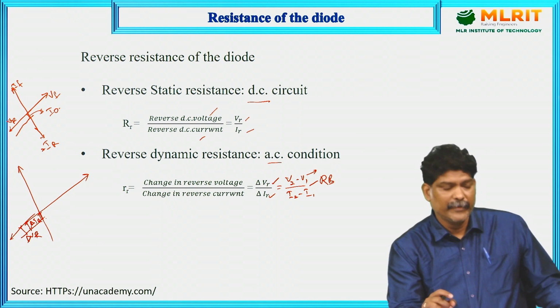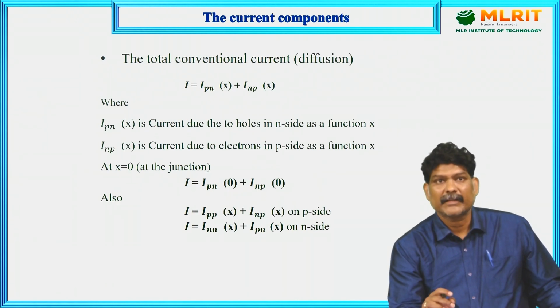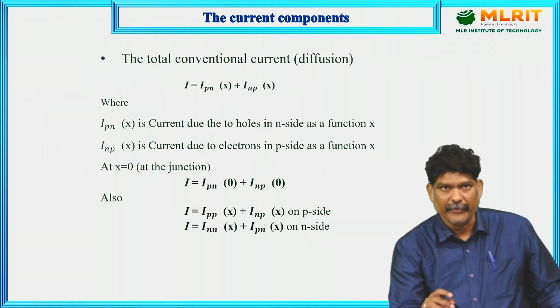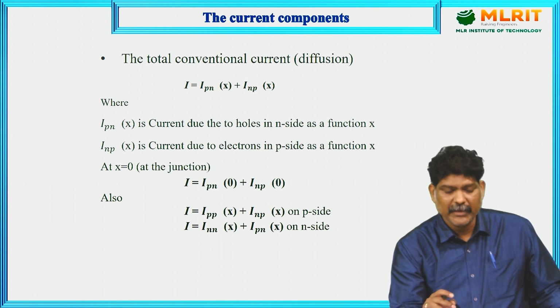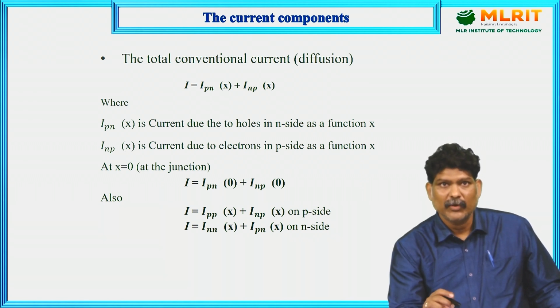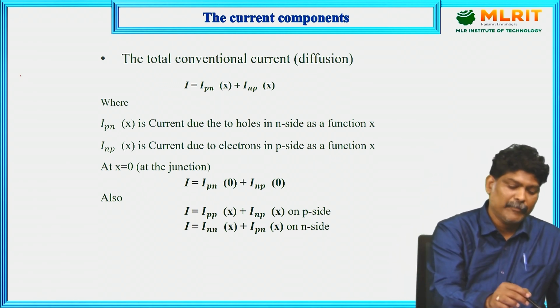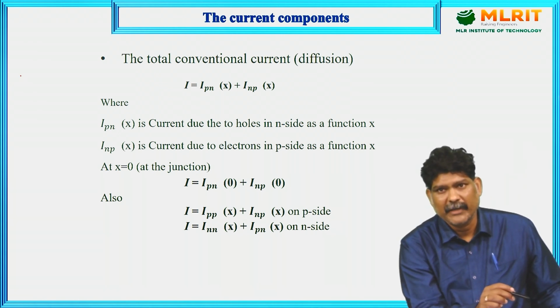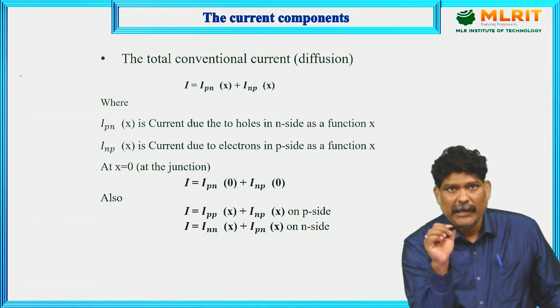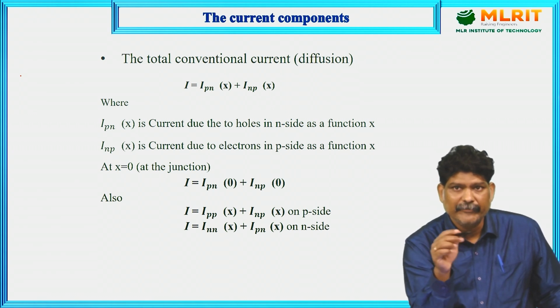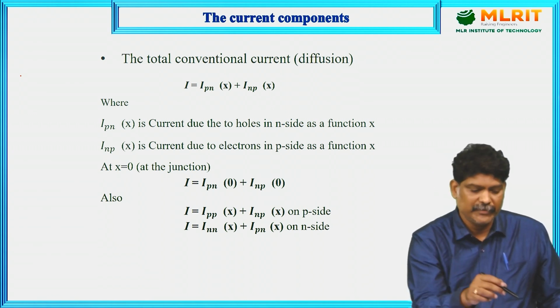So the next topic is the current components in the diode. What are the current components we have in the diode? The total current can be, so the current is diffused. Whenever a supply voltage is given, sometimes electrons and holes will diffuse from one side to another side. So let us see here.